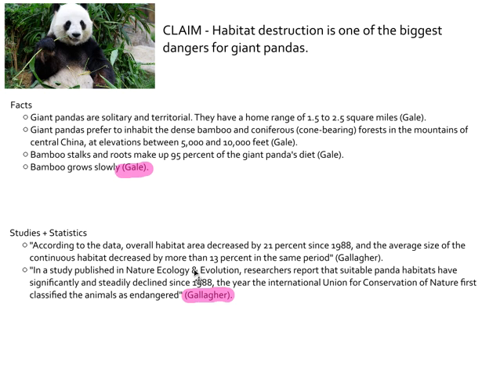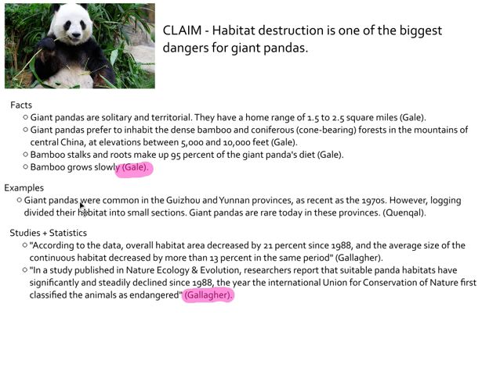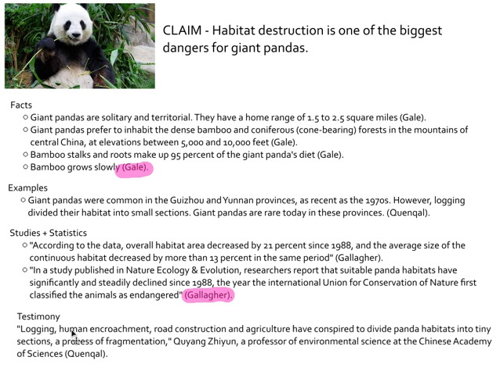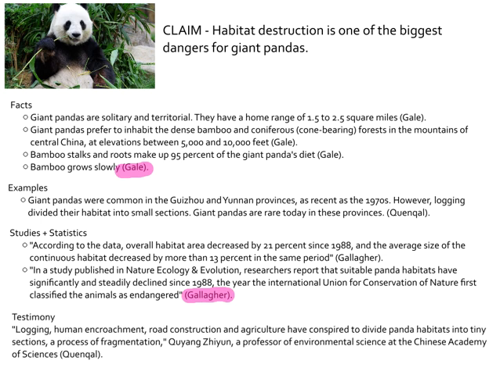So I found some great studies and statistics about habitat destruction. I found an example, a place in central China where giant pandas once were really prevalent, and now because of habitat destruction, they've really become extinct. And then I found some testimony, some expert quotes from credible sources, and I want you to notice that my credible source is actually a professor in environmental science at the Chinese Academy. So I'm really quoting an expert in the field.